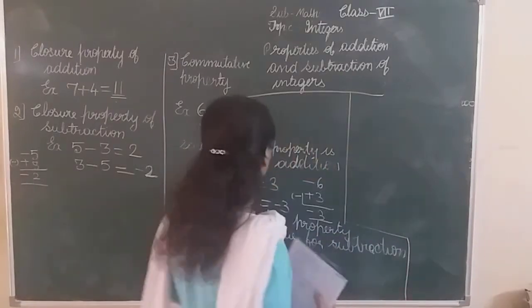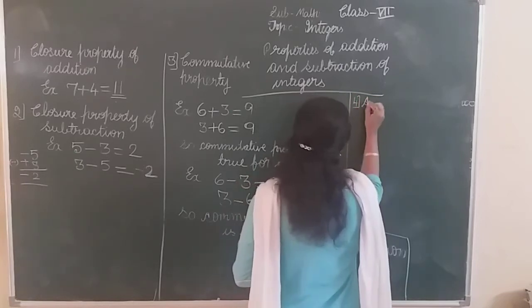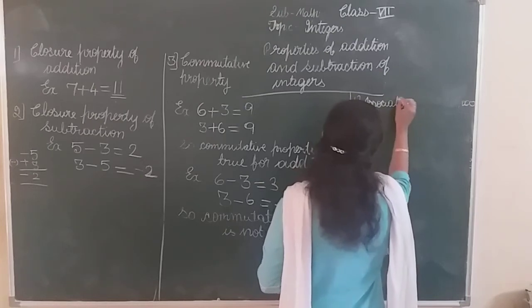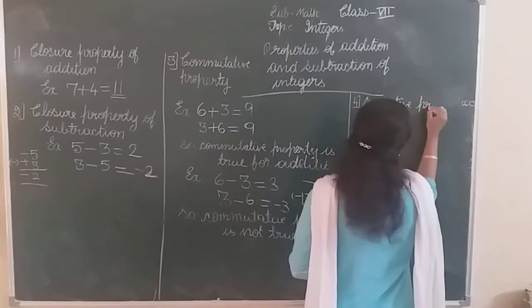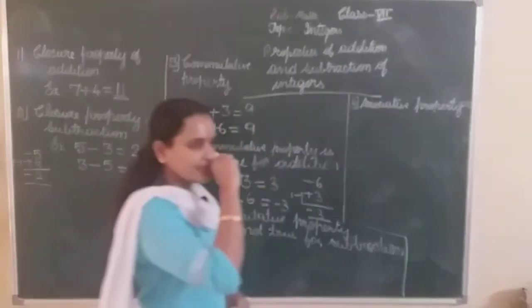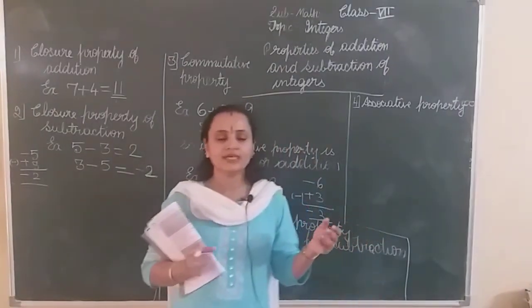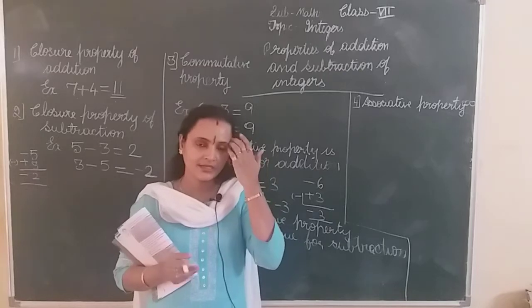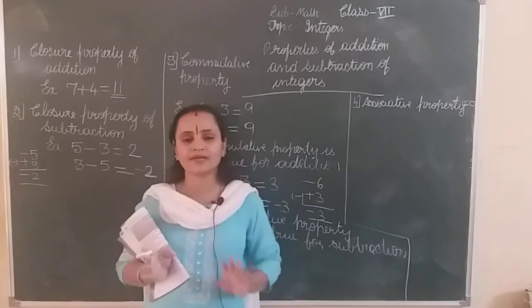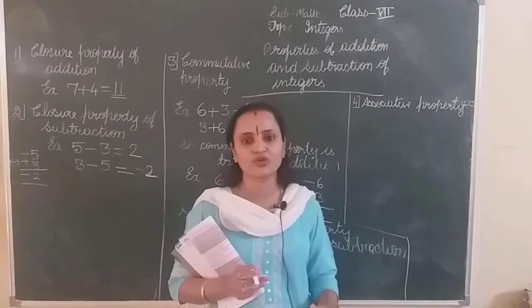Now we will go to the next property, that is associative property. The fourth property is associative property. Now we will see whether this associative property is true for addition and whether it is true for subtraction. Associative property is nothing but when I give you an equation with 3 or 4 numbers and put some numbers under brackets. As in your BODMAS rule, the numbers inside the brackets you have to solve first, right?